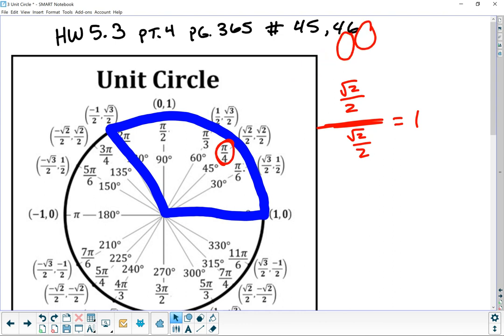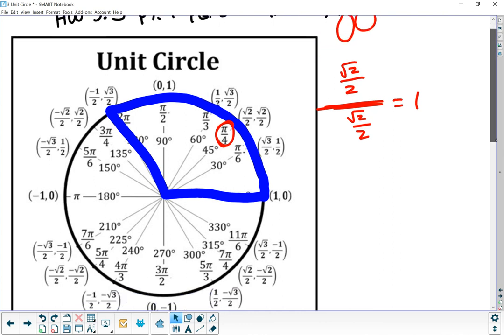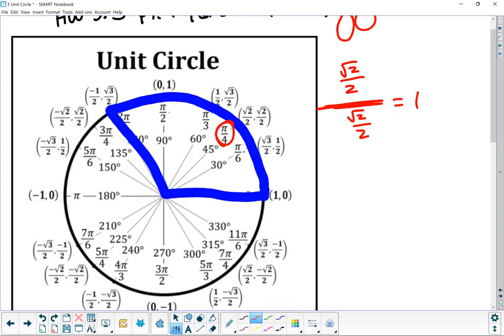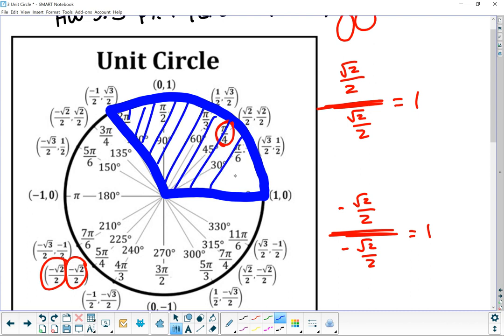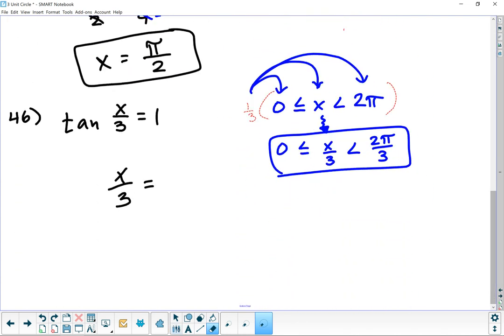Okay, my next answer is going to show up all the way over here, but this is out of the range. This is negative radical 2 over 2 over negative radical 2 over 2. And that will give me 1 also, but that's not in the place where I'm looking. I'm only looking in this blue spot only, which means I am only going to find pi over 4. Okay, so hopefully some of that helps. So my answer is going to equal pi over 4.